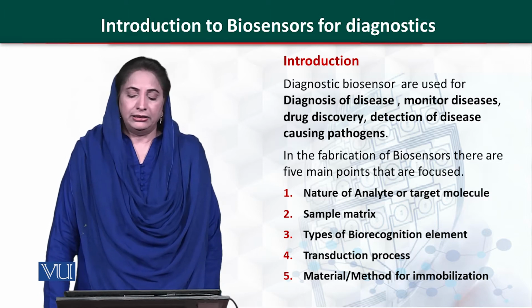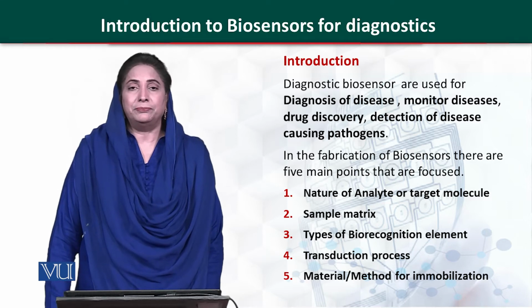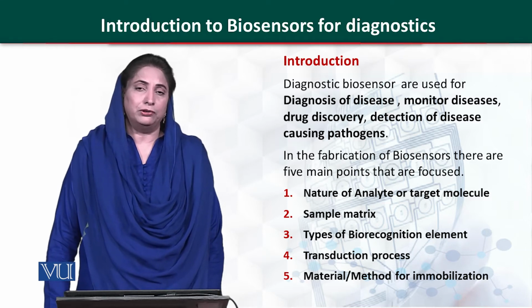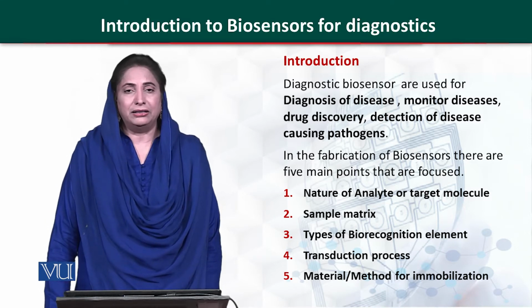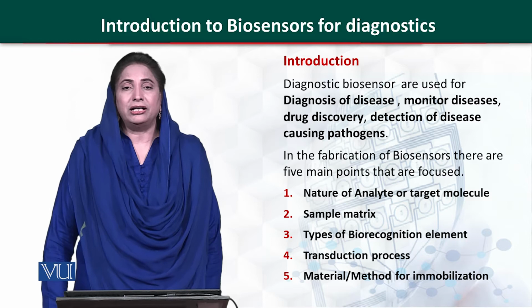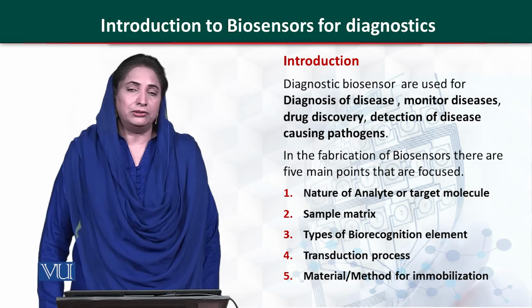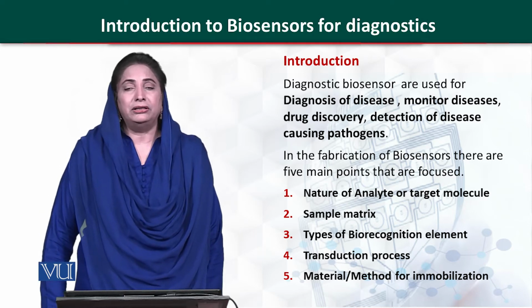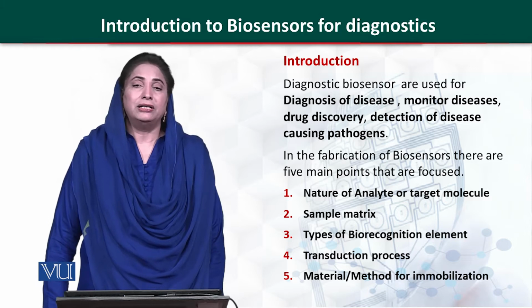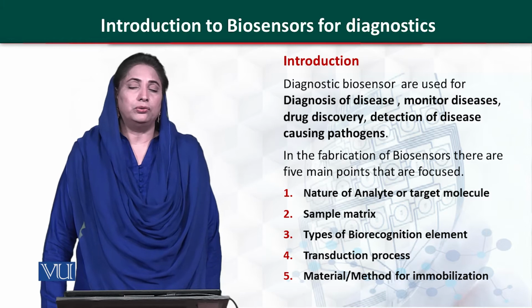Fourth point is the transduction process. We know that when a bioreceptor molecule binds with its target molecule, a signal is produced. This signal is detected by a transducer. There are different types of transducers, for example, optical transducer, electrochemical transducer, magnetic transducer. We have to decide about the transducer as well because the transducer is the main physical component of the biosensor that is going to detect the signal and amplify it.